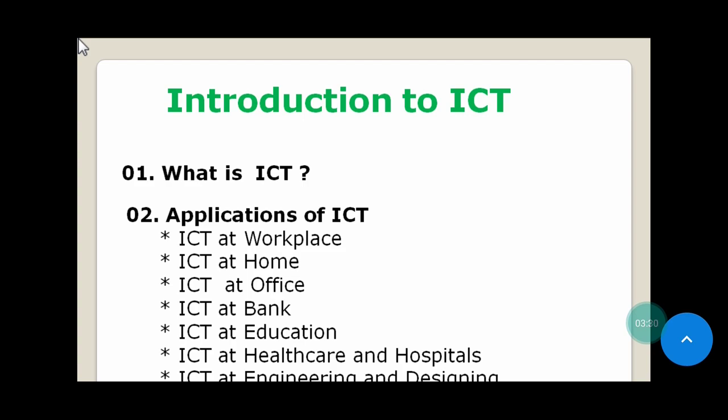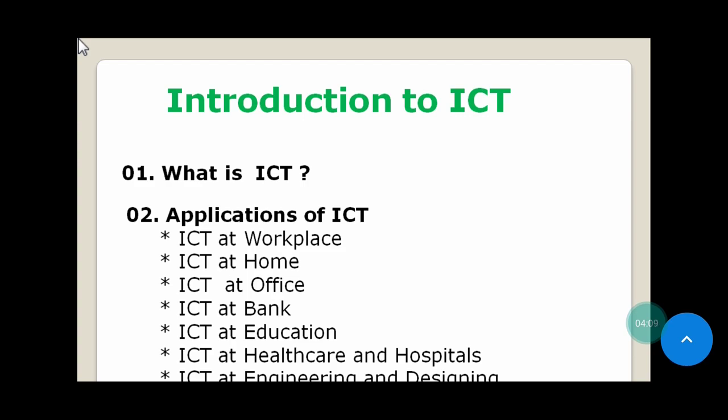Next, ICT at home. Smartphones with an internet connection are now being used to stay connected with the family and friends on a regular basis through social media networks, that you can say Facebook, Instagram, Twitter. We use computers and mobile phones for talking to each other, sending and receiving information, watching videos and news, listening to music, and playing games.